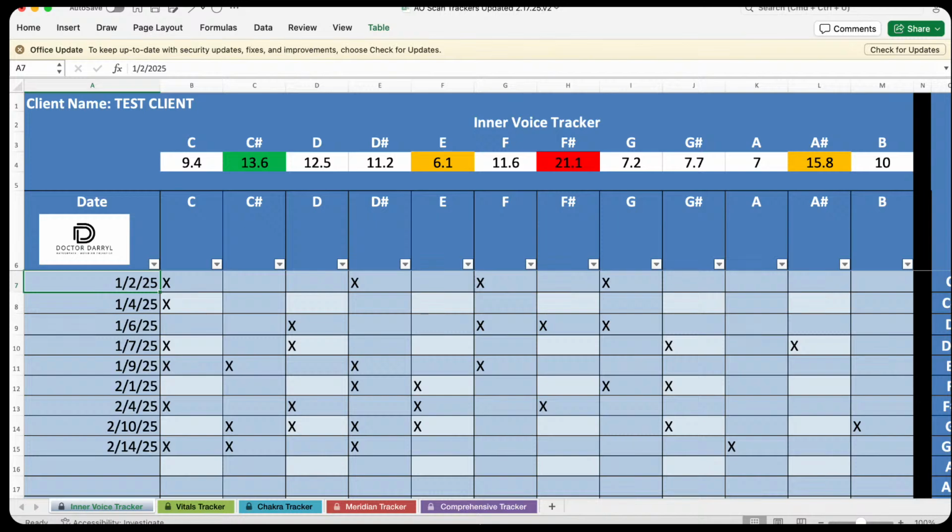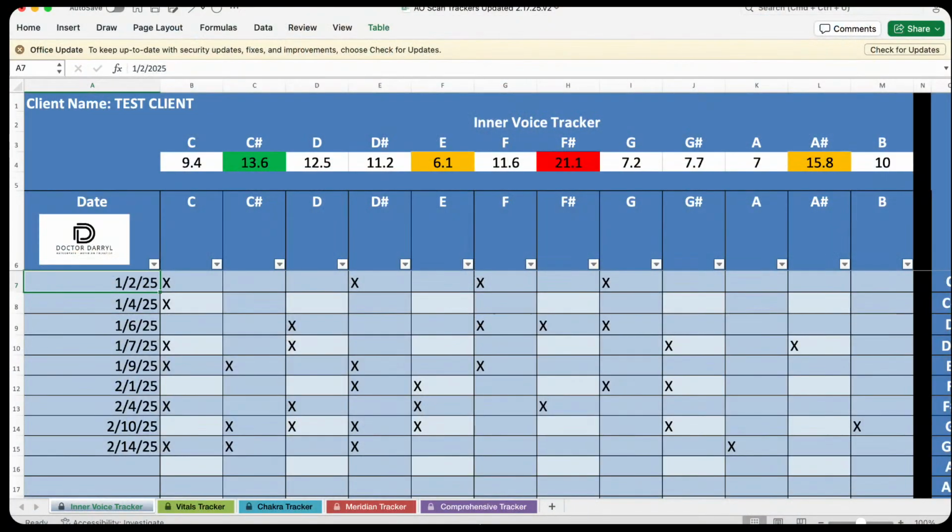So what happens is the top 4 numbers that you're going to see on your inner voice scan will be highlighted. The top 3 notes and the bottom 1 note, you're going to see colors in there now, right? And when you look at the ones, in this case, I have 1 green, I have 2 orange, and I have 1 red.